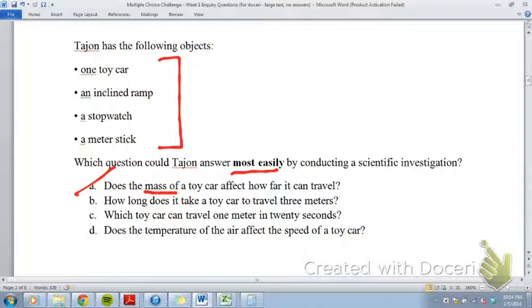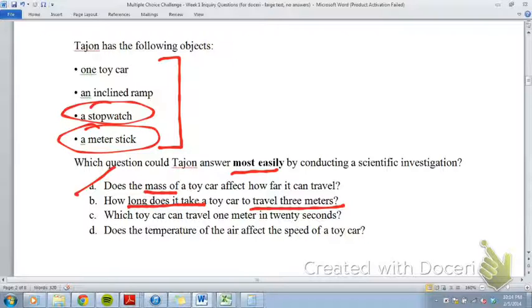How long does it take a toy car to travel 3 meters? Well, to do that, how long does it take? We would need a timer. Oh, perfect, a stopwatch. And to travel 3 meters, we would need some kind of meter stick. Boom. And we need a toy car.